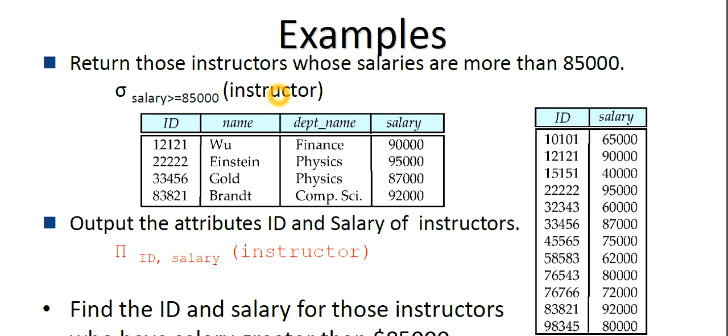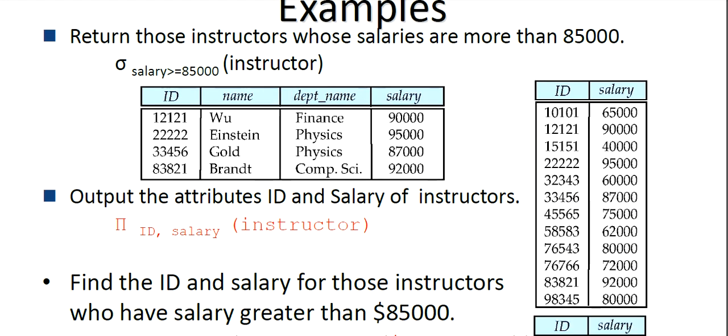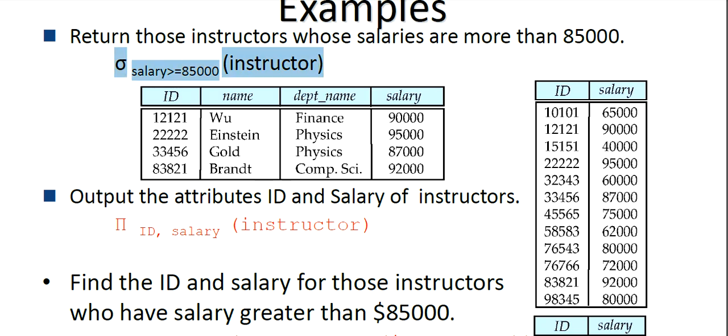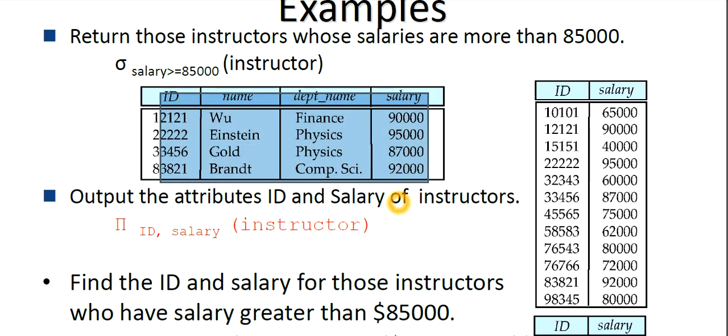Now an example in detail. I'm considering again the instructor table, and the question is: return those instructors whose salaries are more than 85,000. For that you need to write the equation, and the equation will be this one. First of all, I want to select those values where salary is greater than 85,000, isn't it? As I am targeting the tuples, I am using the select operator, salary greater than or equal to 85,000 from the instructor table.